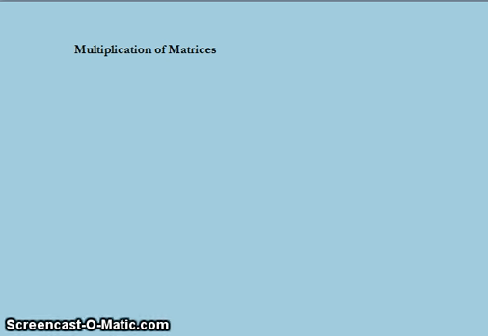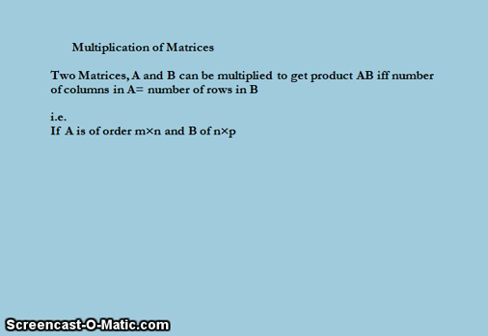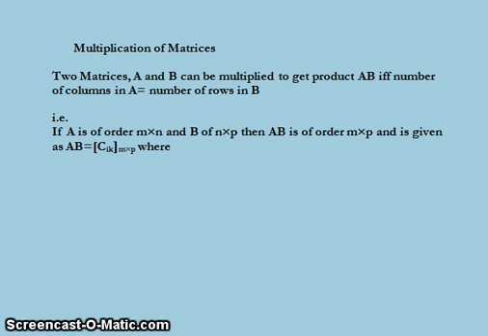So starting with multiplication of matrices, two given matrices, let's say A and B, can be multiplied if and only if the number of columns in matrix A is equal to the number of rows in matrix B. That is, if A is of order m by n and B of n by p, then the multiplication of two matrices AB is of order m by p and is given as AB equal to C, whose elements are obtained by multiplying A and B, and the order of C is m by p.